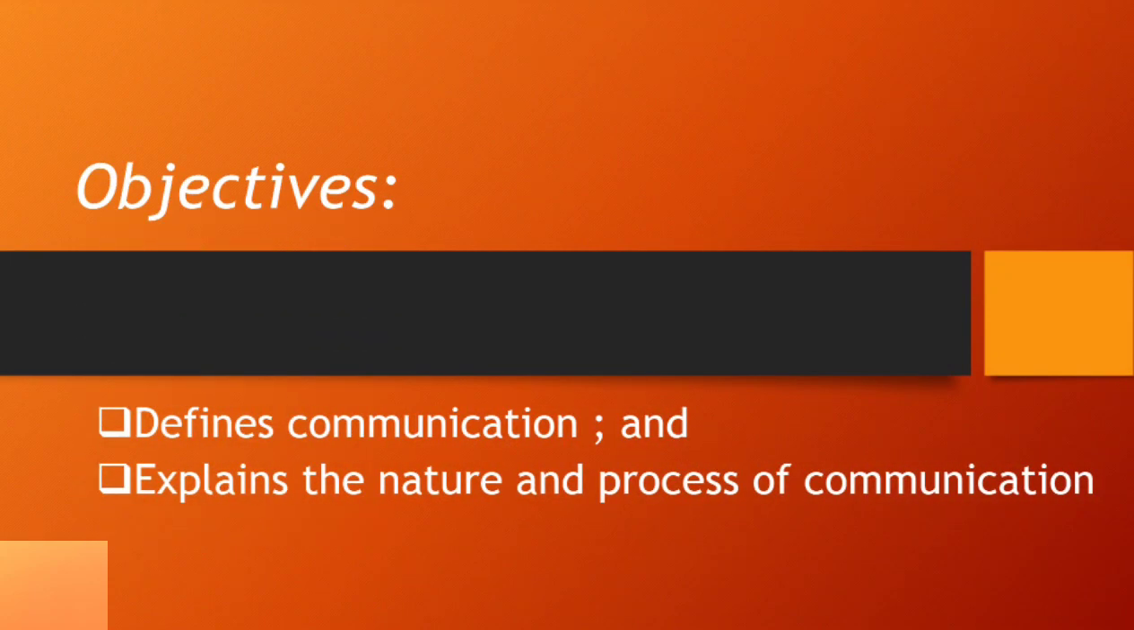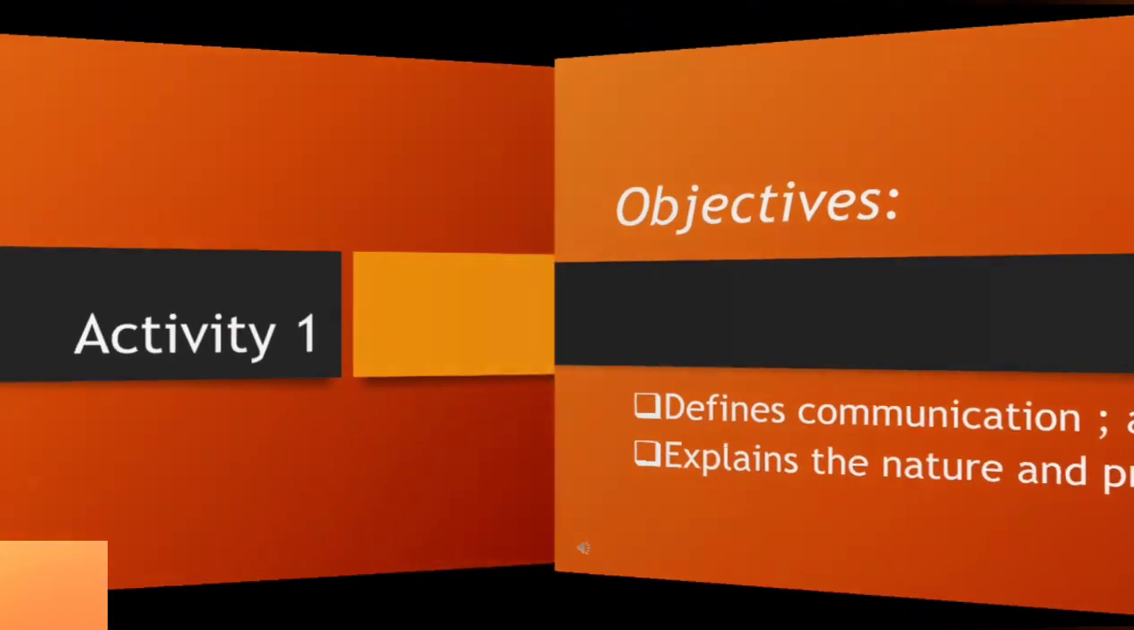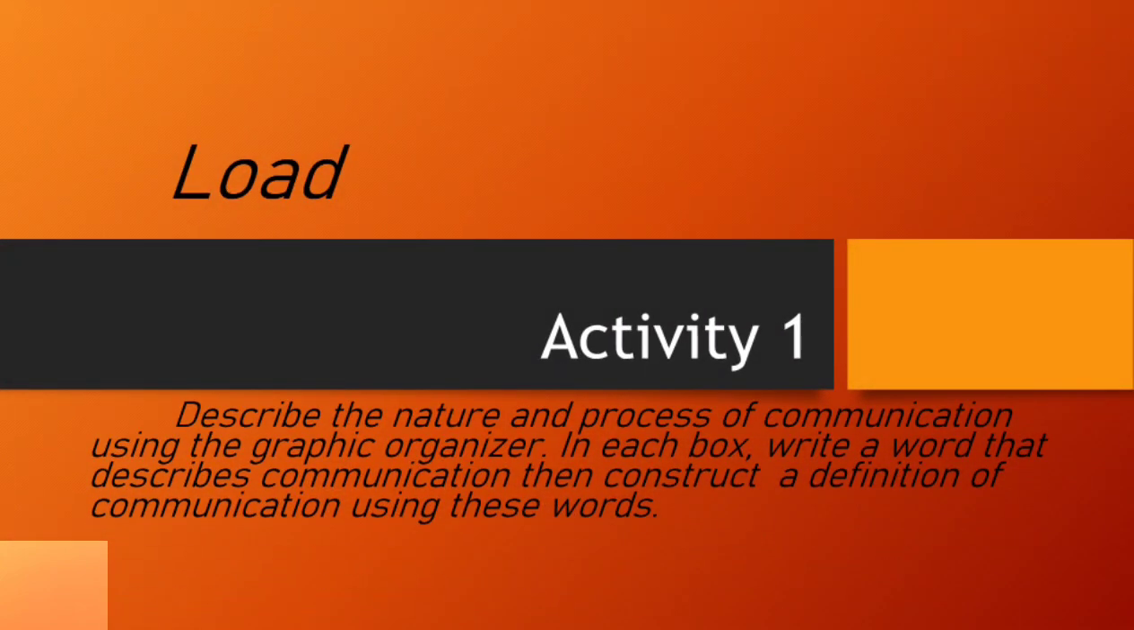The objectives for this session are: define communication and explain the nature and process of communication. Before we proceed to the discussion, you may answer first Activity 1. The direction: describe the nature and process of communication using the graphic organizer. In each box, write a word that describes communication, then construct a definition of communication using these words. You may find this activity in your learning activity sheets, page number 1.